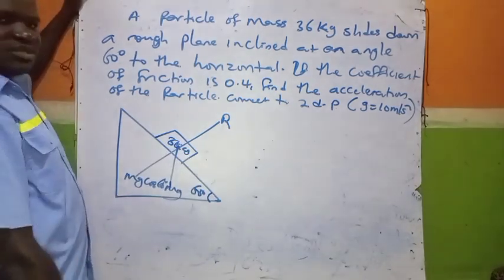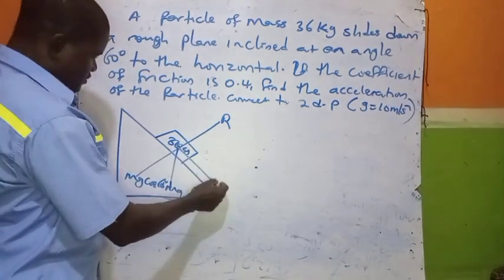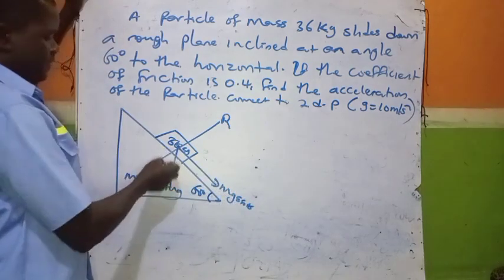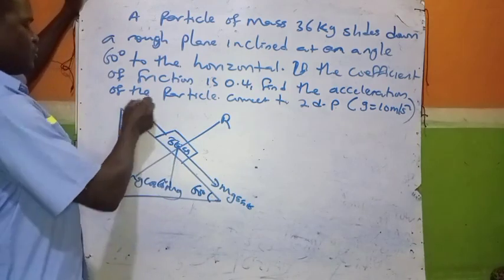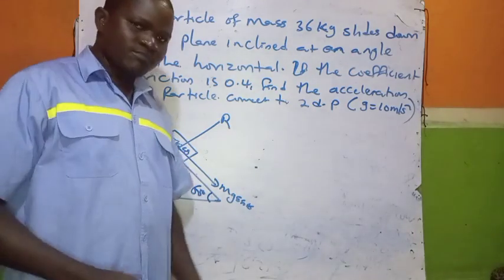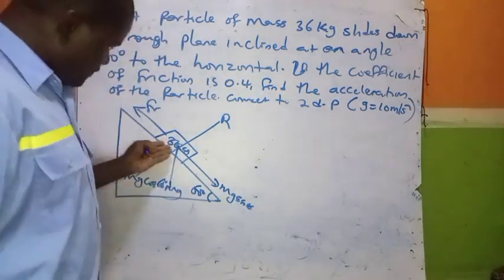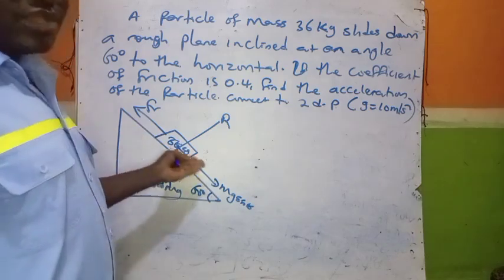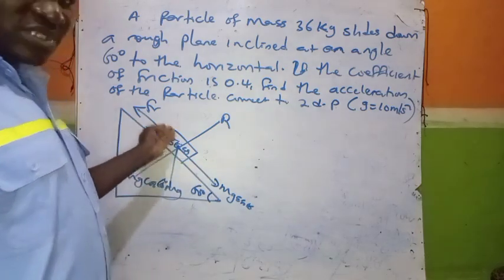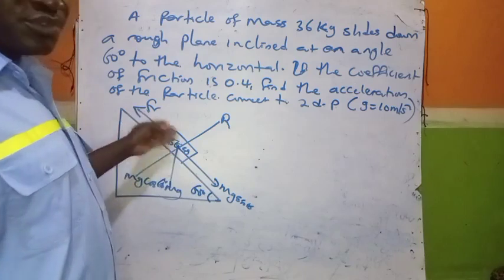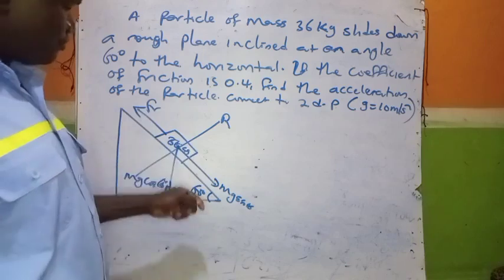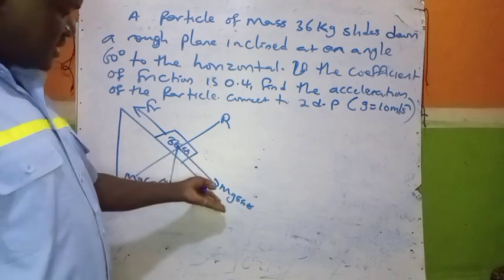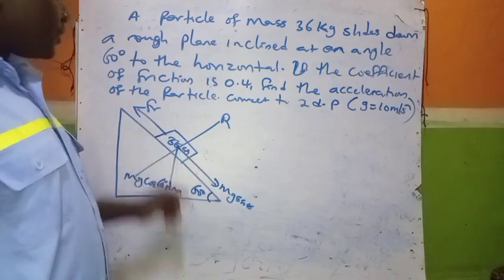Then the force acting downward along the plane is mg sine 60 degrees. Since this is a rough inclined plane, as the load slides down, it is going to experience a frictional force in the opposite direction. As it's moving like this, the frictional force will be acting in the opposite direction.